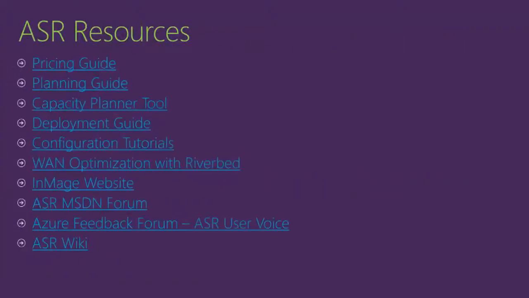We have some pricing guidance. Also, capacity planning is a favorite topic for a lot of people. How do I plan the capacity for DR? How do I ensure that when DR happens, I have all the capacity that I need? So we have a capacity planning tool out there. We have a rich wiki and an MSDN forum.